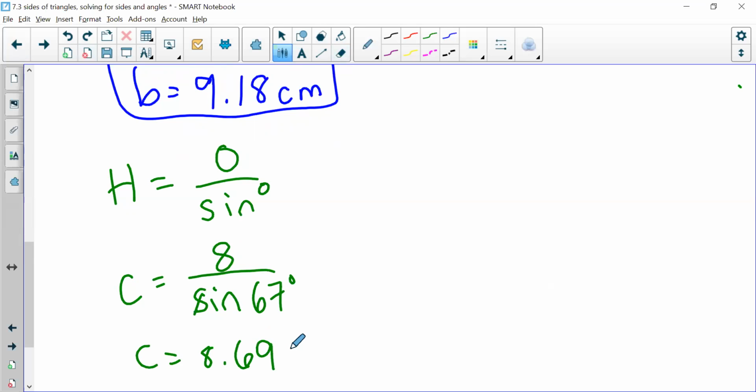Lauren, was that meters or centimeters in this question? Meters. Okay.